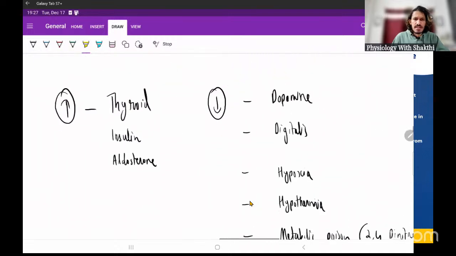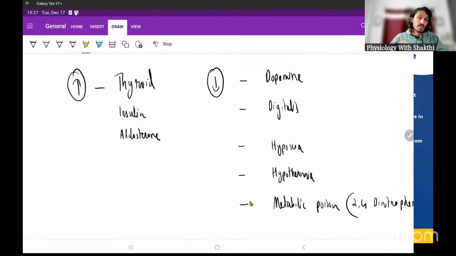Then, what are the factors that affect it? So, factors that increase, factors that decrease. So, thyroid, what does it do? It increases the basal metabolic rate. One of the ways it does that is by increasing the activity of sodium potassium ATPase and the mitochondria. So, thyroid is one thing that increases. Insulin, aldosterone also seems to have a way of increasing your sodium potassium ATPase activity.